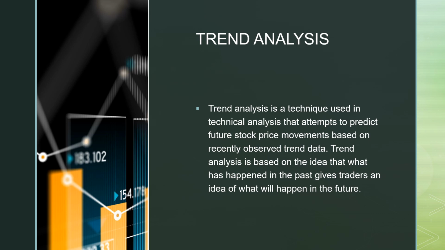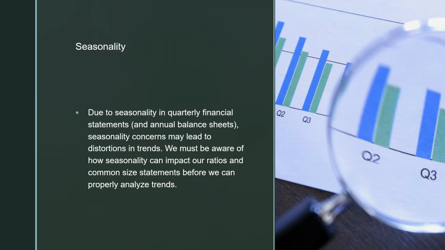Trend analysis: the ratios presented above are close to meaningless by themselves. Looking at a single ratio in isolation is about as useful as a physician trying to perform a diagnosis simply by looking at your temperature. Trend analysis is a technique used in technical analysis that attempts to predict future stock price movement based on recently observed trend data. It is based on the idea that what has happened in the past gives traders an idea of what will happen in the future.